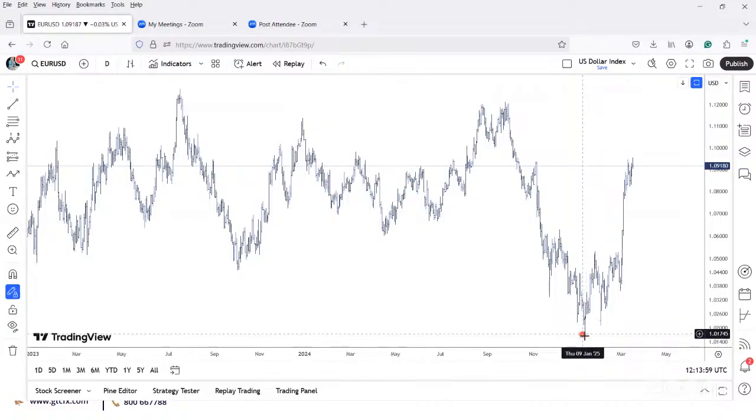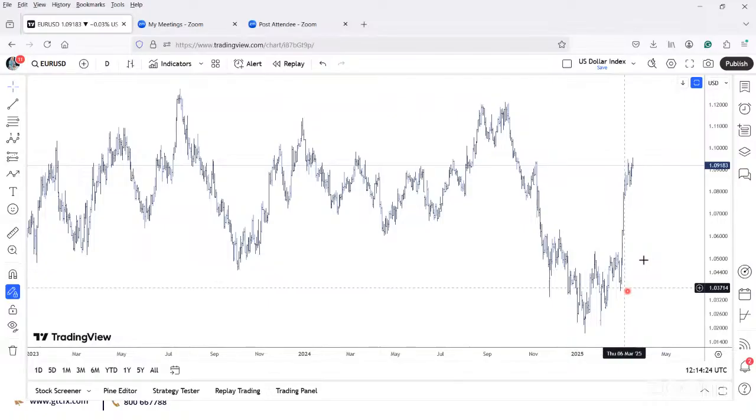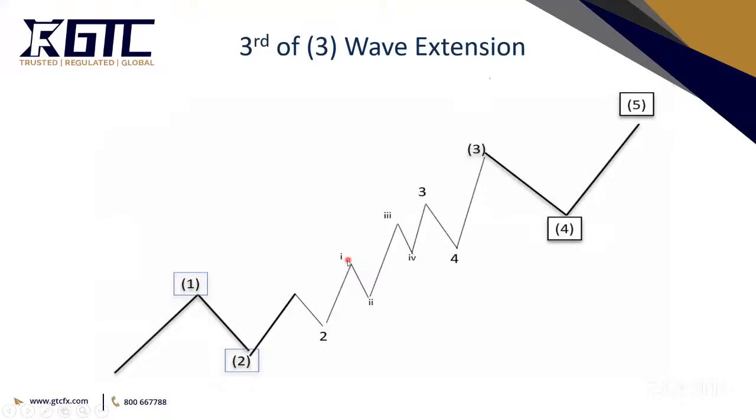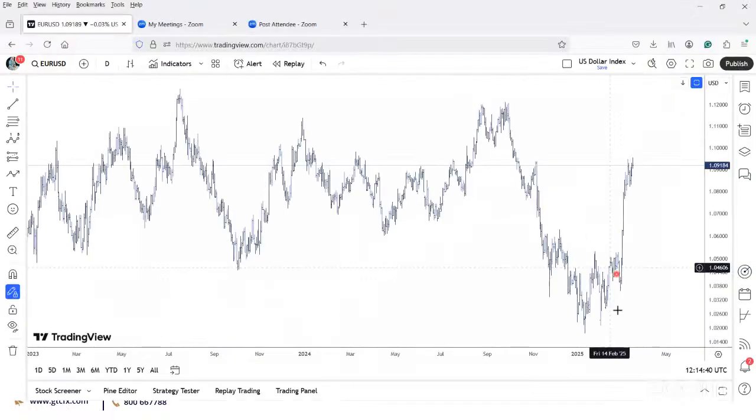Now you see here the red cursor. Please watch the red cursor. That is wave 1, wave 2, and then again wave 1, wave 2, and then again wave 1, wave 2, wave 3, wave 4 is going on, and maybe wave 5 will go up there. So this is a classic example of a third of third wave extension.